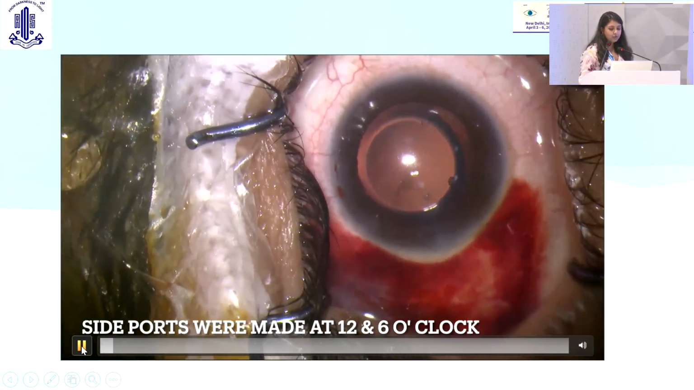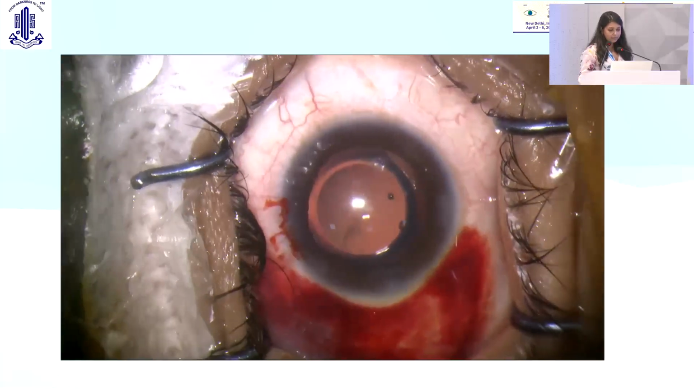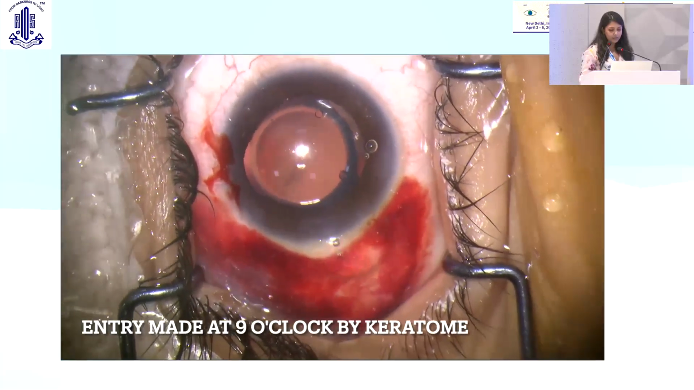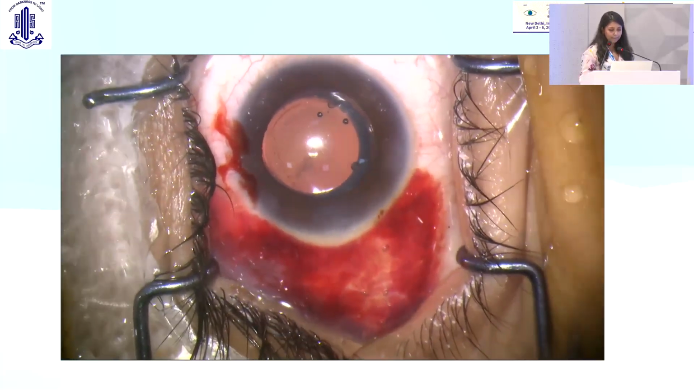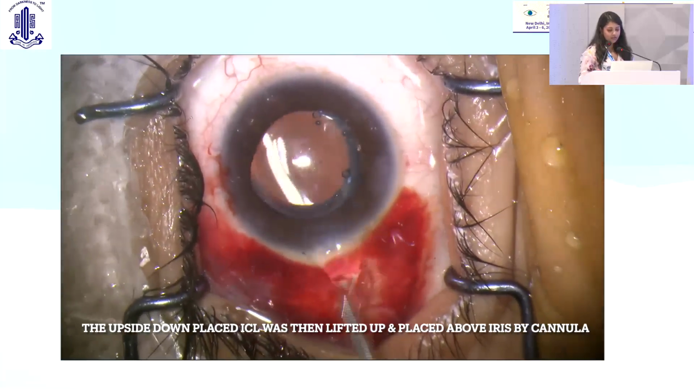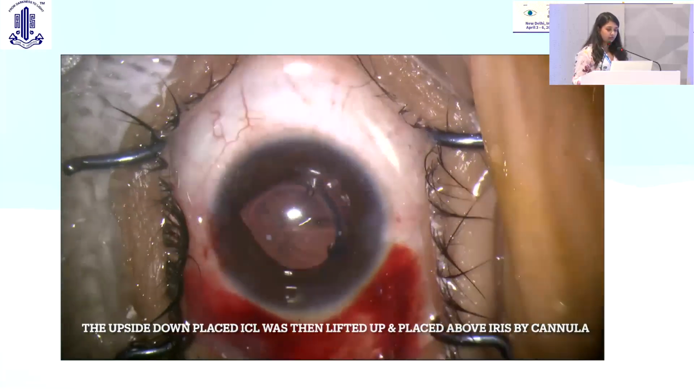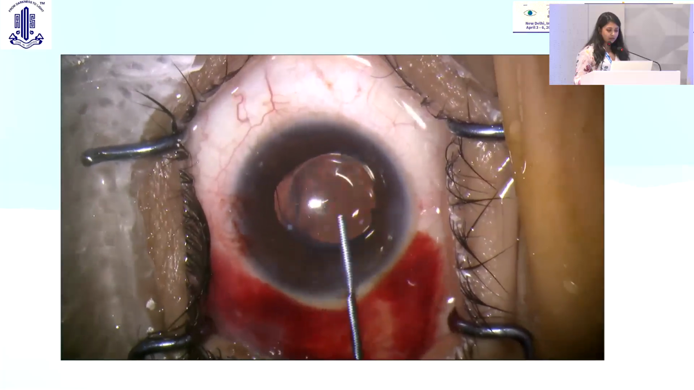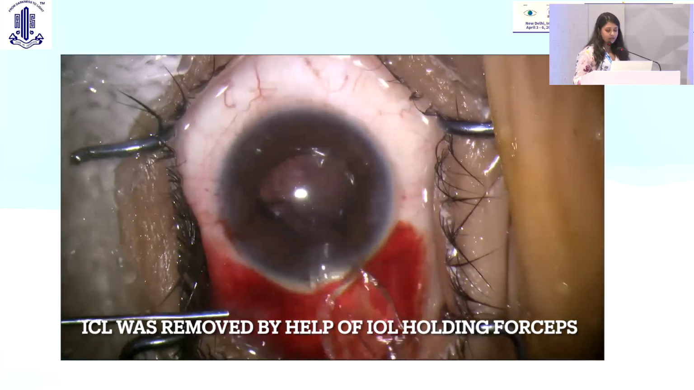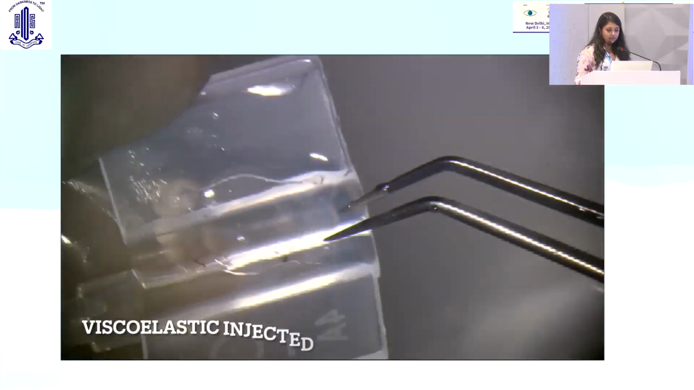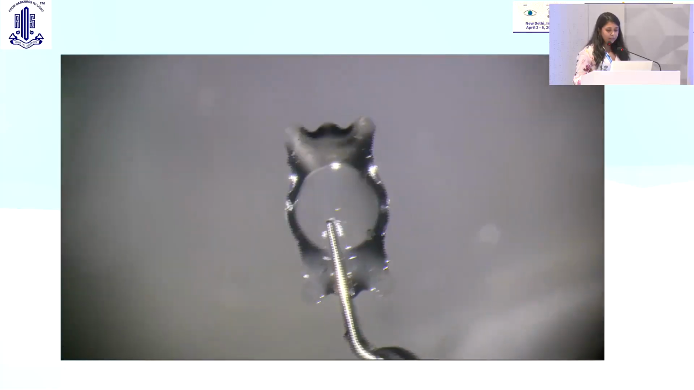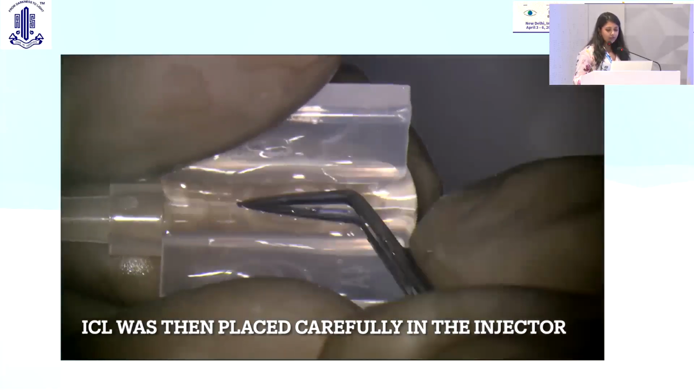So side ports were made at 12 and 6 o'clock. We did entry at 9 o'clock with the help of a keratome. The upside down ICL was then lifted and placed above the iris. The ICL was removed with the help of holding forceps. The ICL was washed and cleaned before injecting. It was then carefully inserted into the injector.